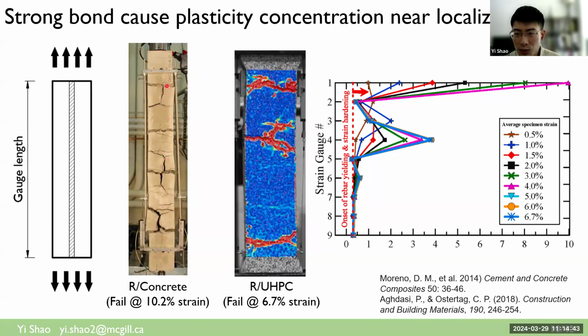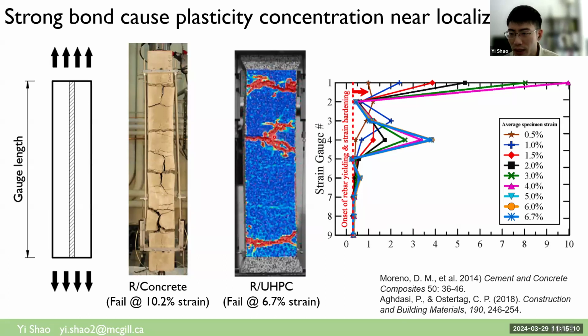And then this will allow us to utilize the high tensile strength capacity of steel rebar, and the reinforced concrete tension stiffening specimen can show a large deformation capacity. On the other hand, for reinforced UHPC under direct tension, so it has a steel rebar in the middle. For reinforced UHPC under direct tension, first, it may show a few localized cracks.